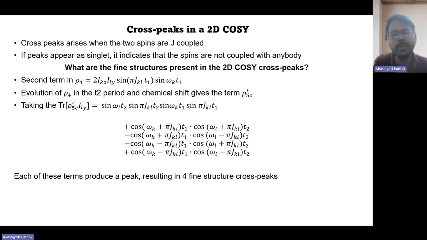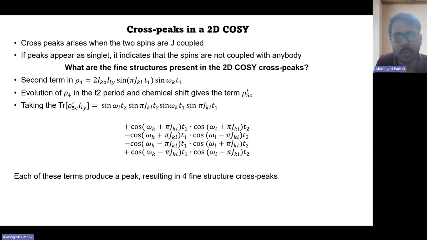Now what will we look into? Till now we were discussing the general 2D correlation spectroscopy experiment: what the spectra look like for 2D COSY, what the general parts in a two-dimensional NMR experiment are, and how the segmentation of the time axis is done. Now we will deal with the fine structures that we observe in the cross peaks of a 2D COSY.